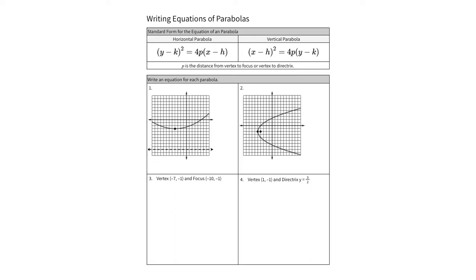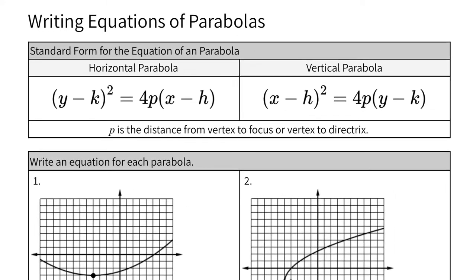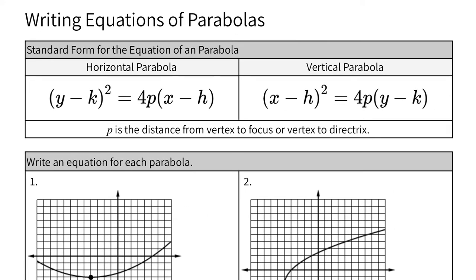Hello everyone. So we've talked about the graphs of parabolas, but now I want to go into how to write an equation for a parabola. So remember that there's two different types. If it's a horizontal parabola, so that means left and right, your equation is going to start with y minus k squared and then end with equals 4p x minus h. If it is a vertical parabola, so that's up and down, it will be x minus h squared equals 4p y minus k.